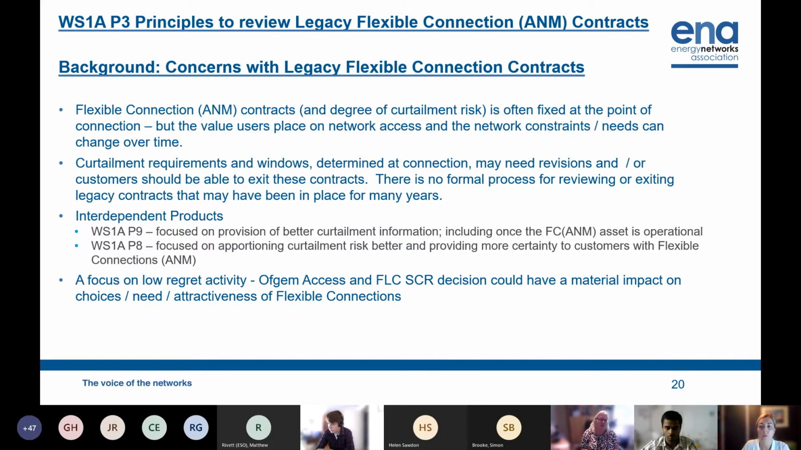And the final point for this particular product was that we really needed to focus on low regret activity. Ofgem, at the time, hadn't opined on or provided a minded to decision. We obviously have that now, but we were conscious that whatever the final decision is on that SCR, it could have quite a material impact on the choices, the need, or even the attractiveness of flexible connections. So everything we've done has tried to be low regret, so that regardless of Ofgem's decision, we don't find ourselves with wasted effort and wasted resources.